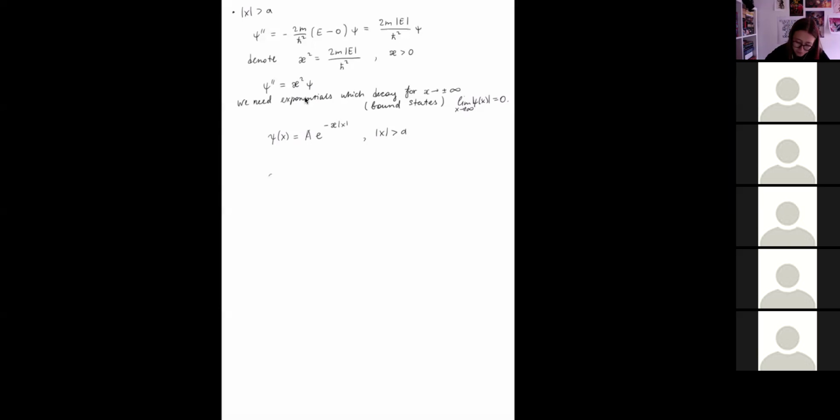So then we can summarize our findings for now. We found that psi of x equals cosine kx if modulus x is less or equal than a, and A e to the power minus kappa modulus x if x is bigger than a.